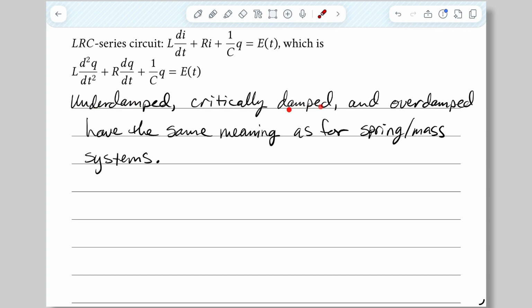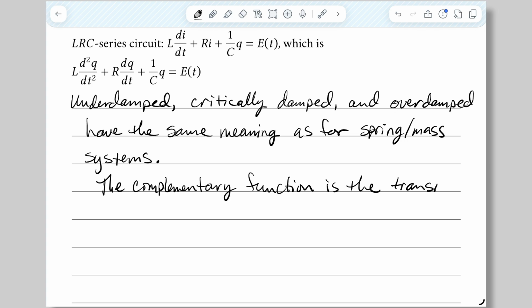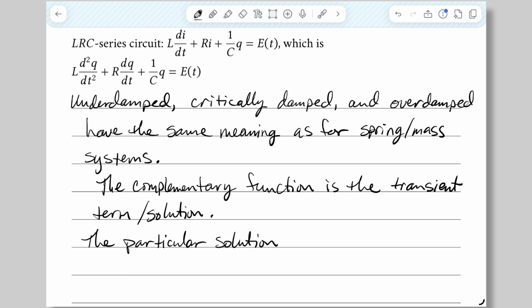Underdamped, critically damped, and overdamped have the same meanings as for spring mass systems. They arise in the same ways. That is, whether the auxiliary equation has 2 real roots, 1 repeated root, or imaginary roots. And the complementary function of the equation is the transient term or solution. The particular solution is the steady state solution.